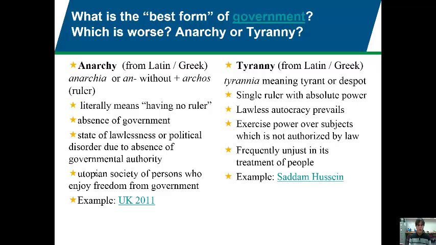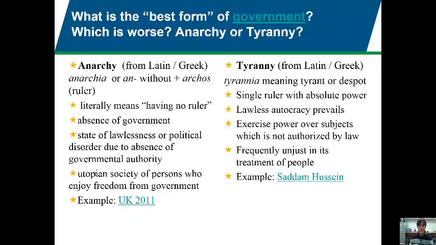So having no ruler. And under anarchy, you have a complete absence of government. There's absolutely no government at all. There's no rule at all. It's a state of lawlessness or political disorder due to the absence of governmental authority. It's a kind of utopian society of persons who enjoy freedom from government. So anarchy would be an example of extreme libertarianism. Definitely not the type of libertarianism we have in the United States at all. But whenever there is no government or no official rule or people to enforce the laws, anarchy usually results. I have the example down here.